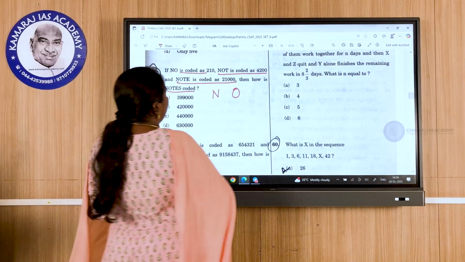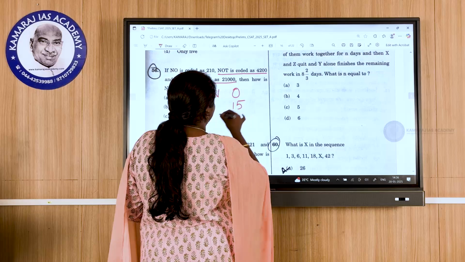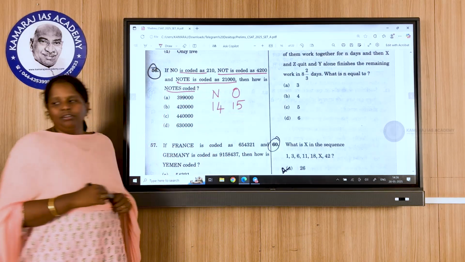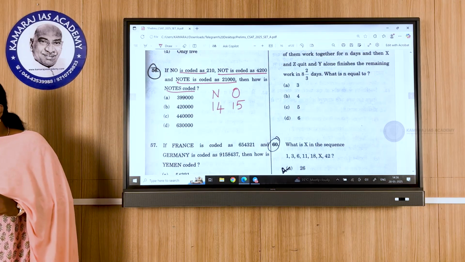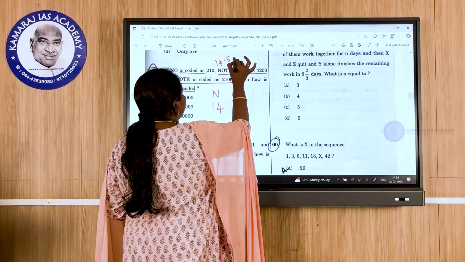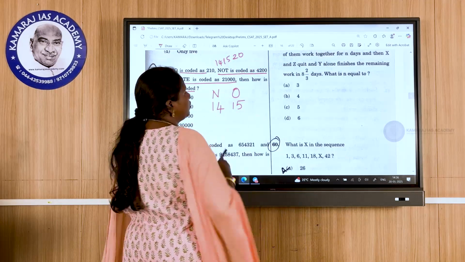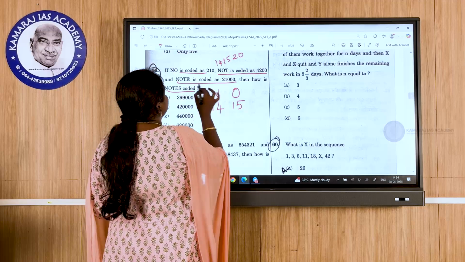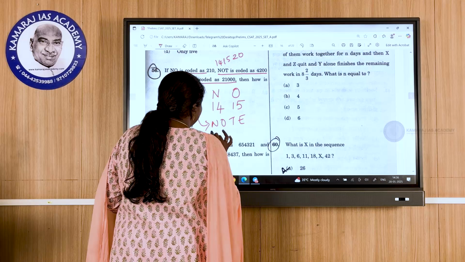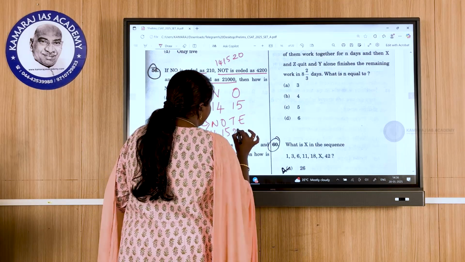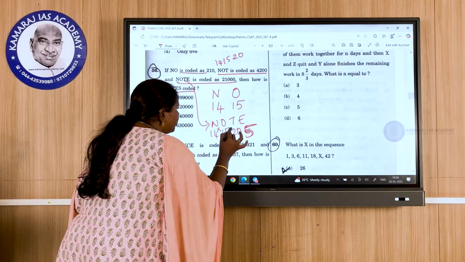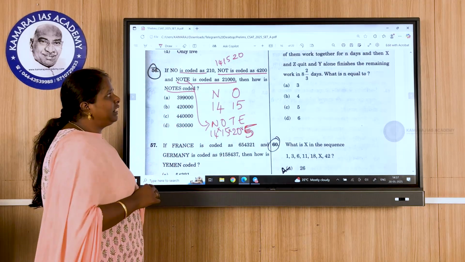Now, O is 15 and N is 14. Right? When I multiply 14 and 15, I will get 210. When I go for NOT, 14, 15 and T is 20. So it is 4200. When I go for NOTE, what is the numeric value given for N? It is 14 and O is 15, T is 20 and E is 5. So when I multiply 14, 15, 20, 5, I'll get 21,000.